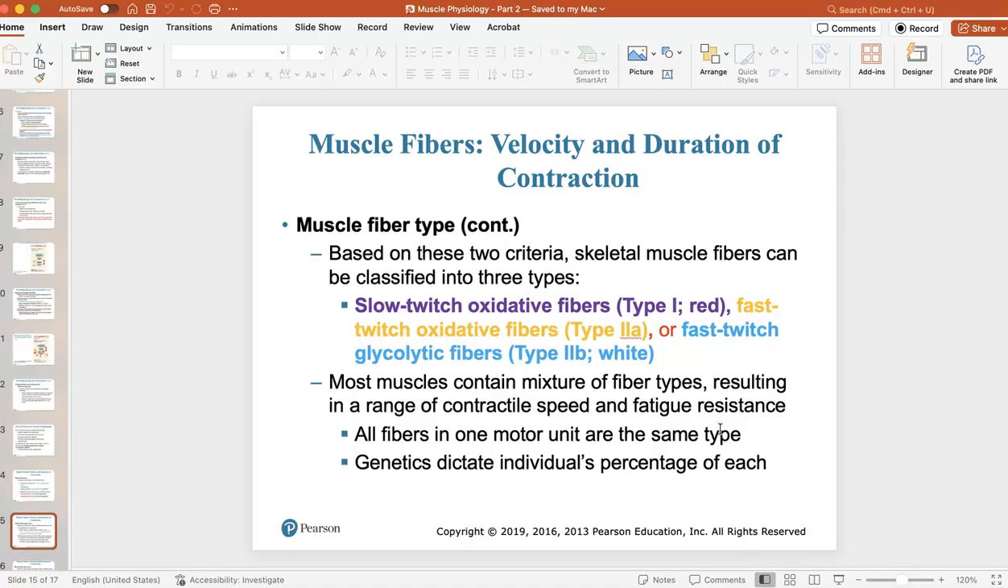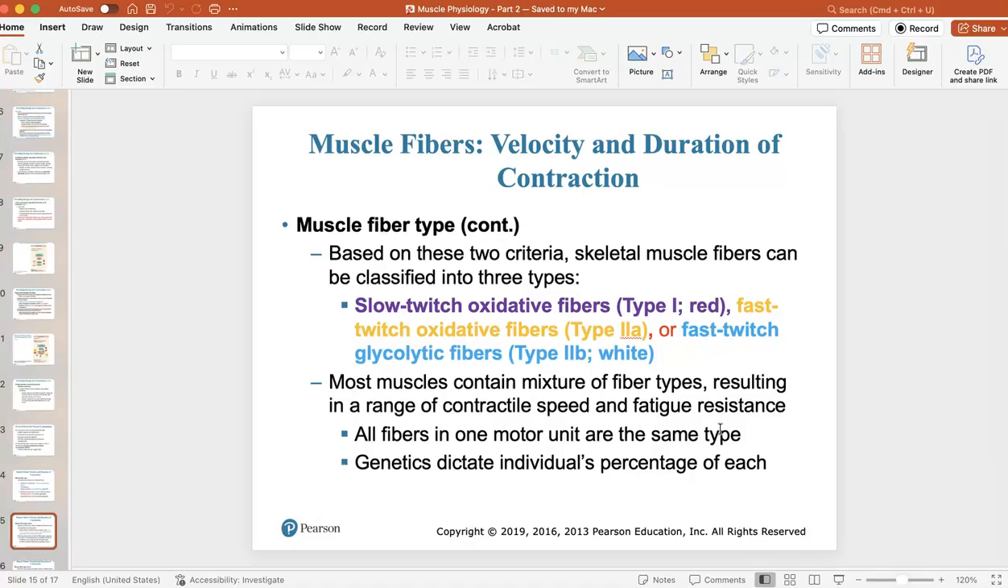Now, in a motor unit, as it says here, all of the fibers are the same. So in any given motor unit, whether it's 2 fibers or 1,000 fibers, all of the fibers in that individual motor unit are the same. So they're either going to be all 1s, all 2As, or all 2Bs.